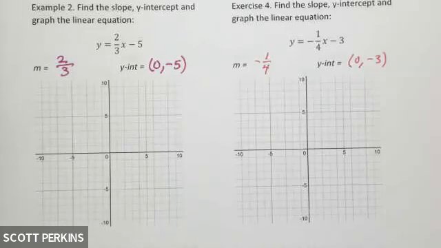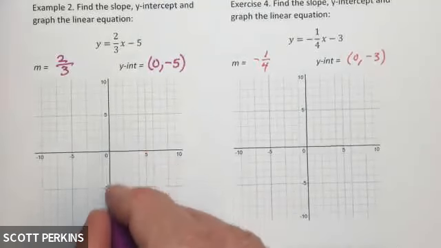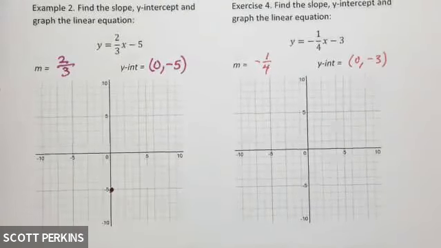So I'm going to go back to example 2, the one on the left. When you want to graph your line using the slope and the y-intercept, the first thing you're going to do is you're going to plot the point, the y-intercept. So I'm going to plot 0, -5. So I'm going to go down 5. I'm going to make a dot right there.